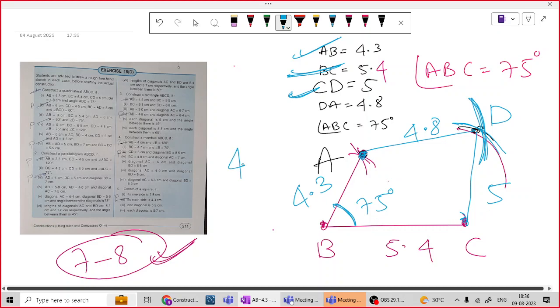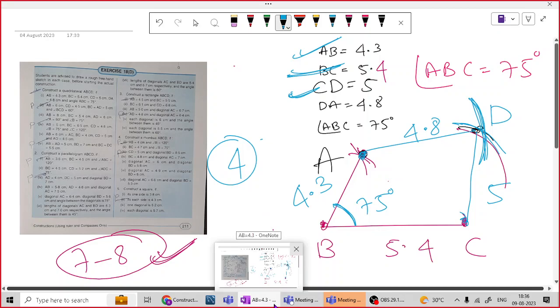This is a 4 or 5 marks question. I think they might give it for 4 marks.